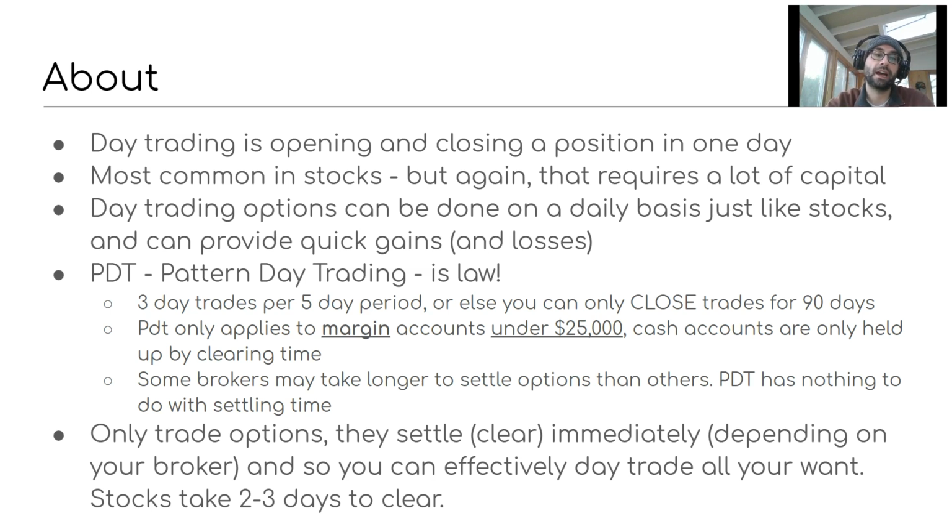If you have a cash account, you can do whatever you want with your money whenever you want. But the problem is you have to deal with clearing time or settlement. For stocks, that's 2 to 3 days. For options, that's 1 to 2 days. However, it really depends on your broker and how quickly they can settle things. So, right here I have a note. Some brokers may take longer to settle options than others, and PDT has nothing to do with settlement time.